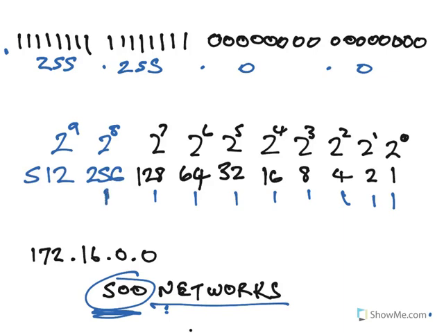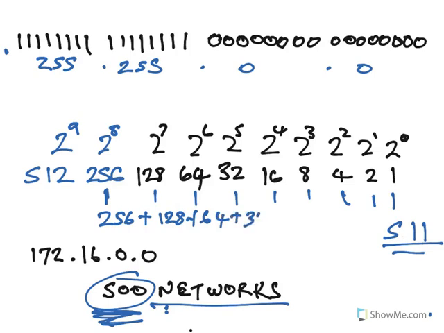So if I take one more bit here, that takes me up to a value of 511, which is enough. 511 is enough for the 500 networks that we require. How do I get 511? Very simple. 256 plus 128 plus 64 plus 32 plus 16 plus 8 plus 4 plus 2 plus 1. You can throw that into a calculator if you want, and that should give you 511.